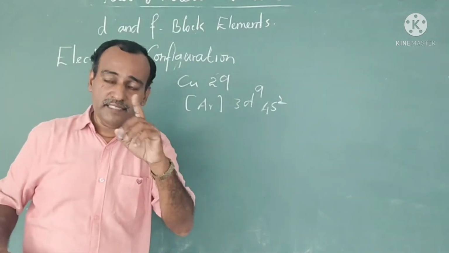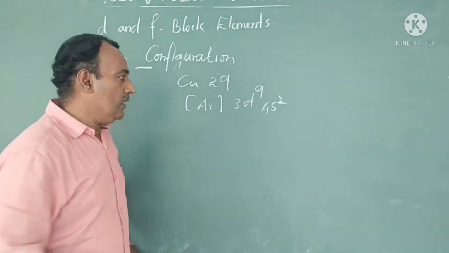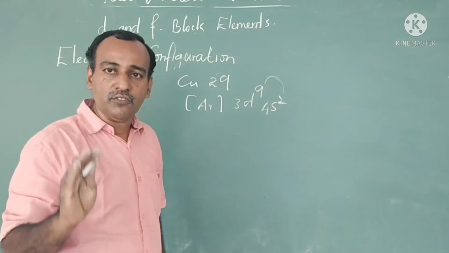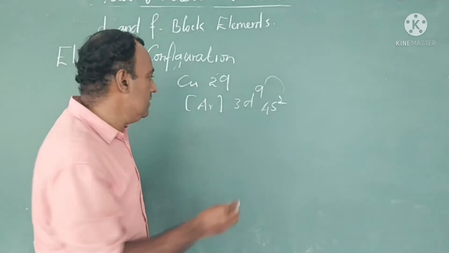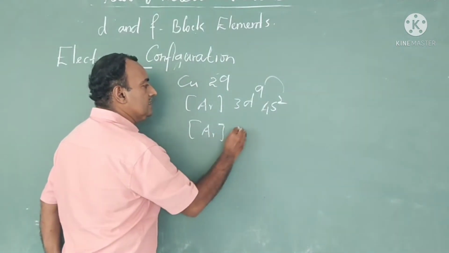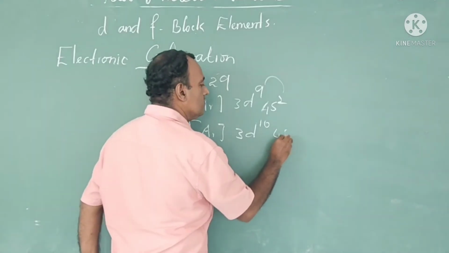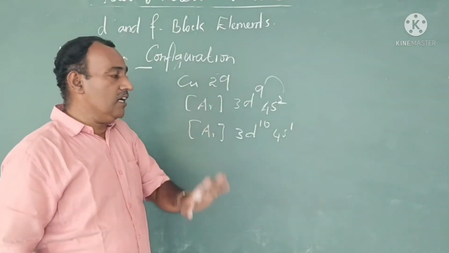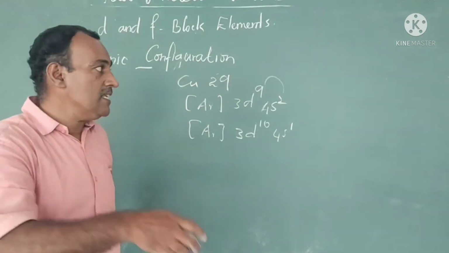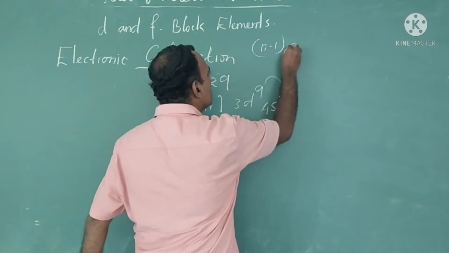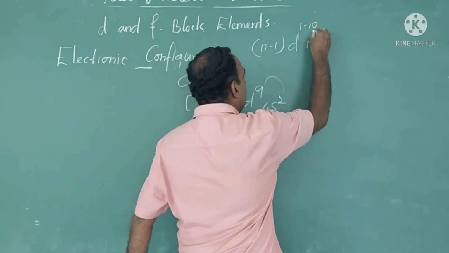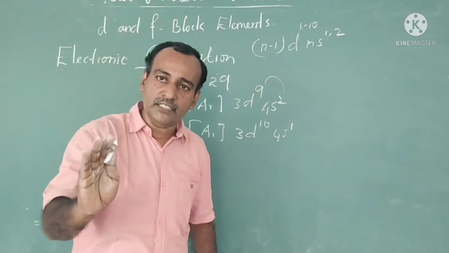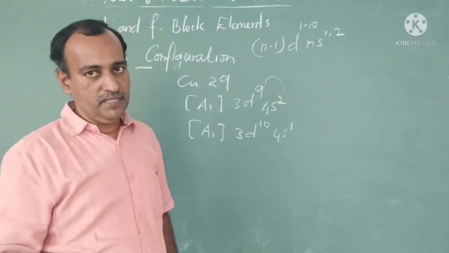But to maintain stability, one electron shifts from the 4s to the 3d orbital. So the actual electronic configuration of copper is argon 3d10 4s1. So the general outermost electronic configuration of d block elements is (n-1)d orbital raised to 1 to 10 and ns raised to 1, 2. This is the general outermost electronic configuration of d block elements.